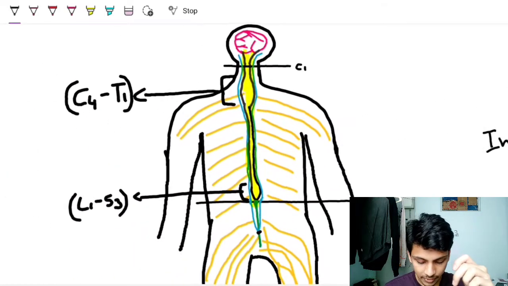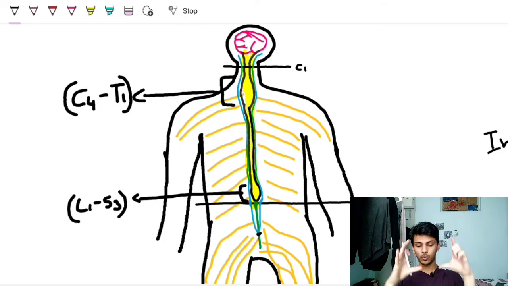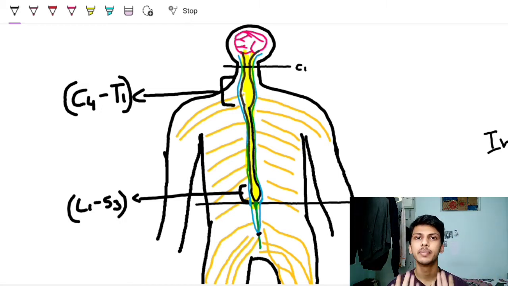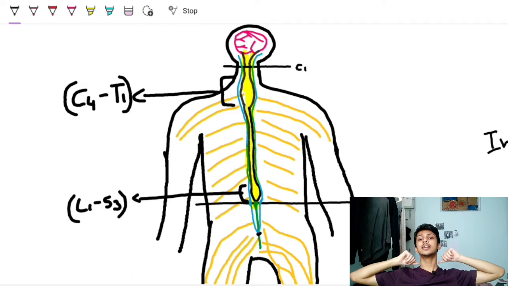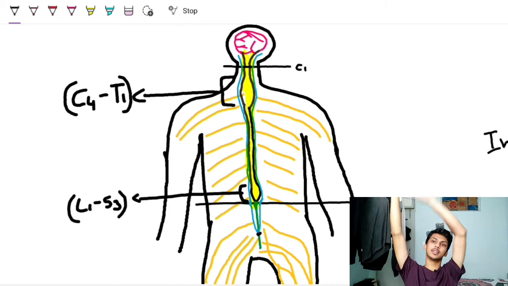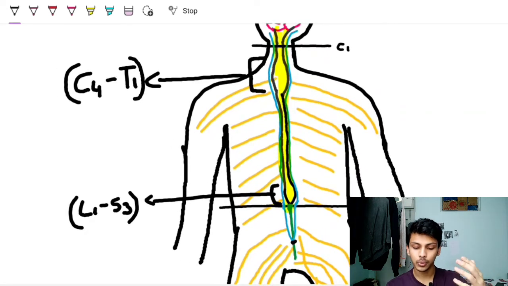So from the 4th cervical segment to the 1st thoracic segment, there is an enlargement. Why is there an enlargement? Because many nerves are going away from it. Why are so many nerves coming? Because from the C5 to T1 region there are the upper limbs, and the upper limbs have a lot of innervation. What is the innervation to the upper limb specifically called? That is the brachial plexus, coming from C5 to T1 basically. So from C4 to T1 there is an enlargement. They call it the cervical enlargement.